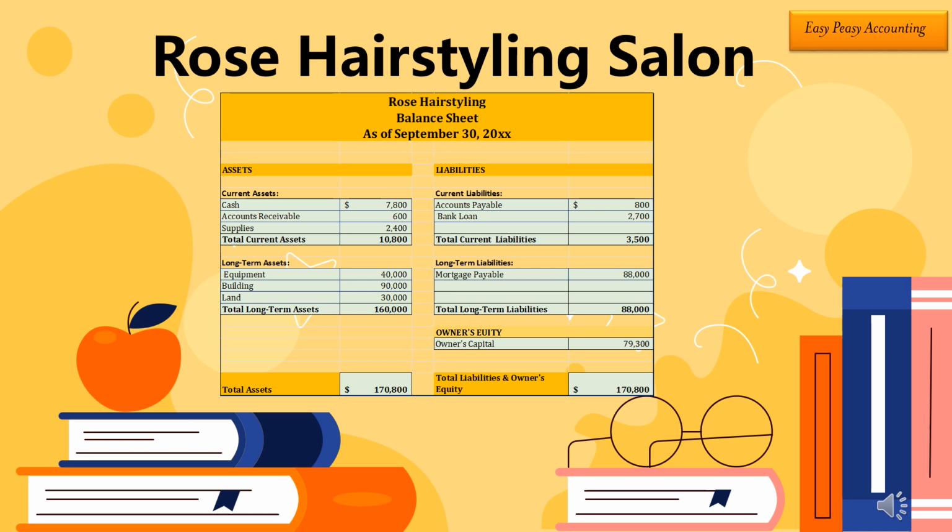Let's get started with the practice session for Rose Hairstyling Salon. We're looking at a company that has been in business for several years, and we have its balance sheet as of September 30th. The company's name is displayed at the top, followed by the type of financial report, a balance sheet, and the date. The balance sheet shows the company's financial situation at that point in time.